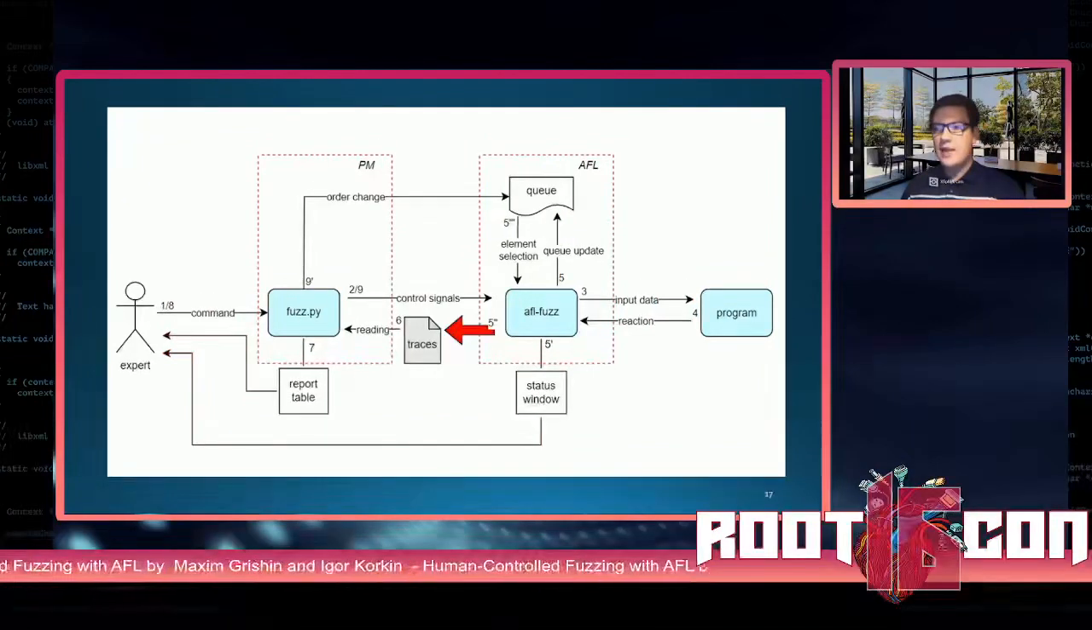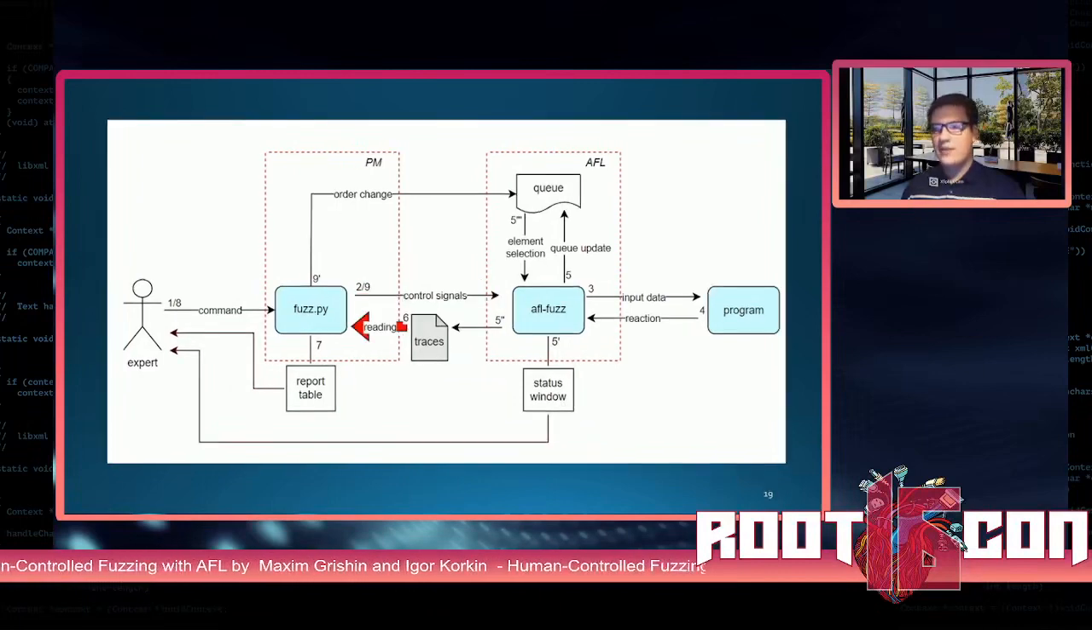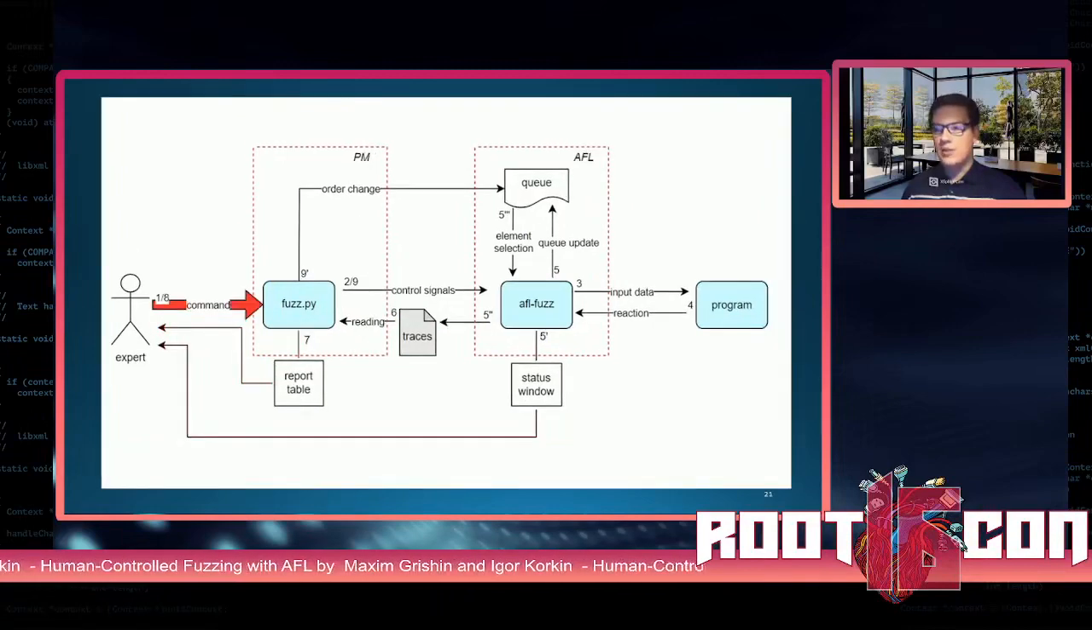At the same time, the specially instrumented hasNewBits function writes traces. When report table update time is over, FuzzPy stops the process, reads the traces, and determines such characteristics as coverage productivity. The results are represented in the form of the report table.